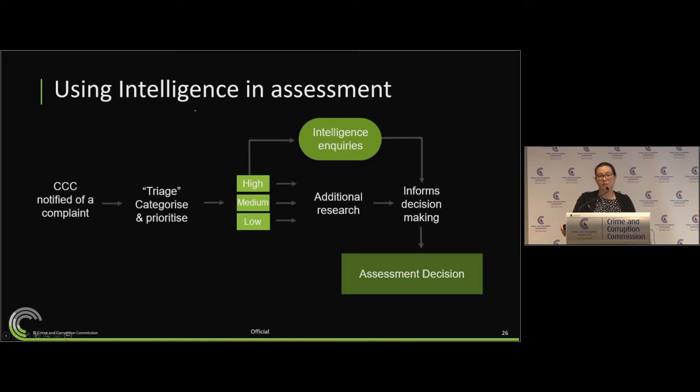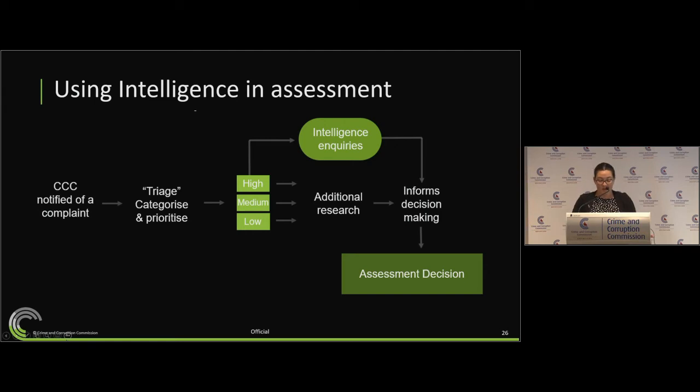Of course, the next step will be a triage of this information where the CCC will categorise and prioritise it according to a number of aspects of the complaint. In CCC terminology, we refer to these as either high, medium or low, and complaints are sorted depending on the severity of the alleged conduct and the impact on the community. As you can see from the flowchart, regardless of how corrupt conduct complaints are categorised, there will always be additional research to help inform decision-making to arrive at an assessment decision.